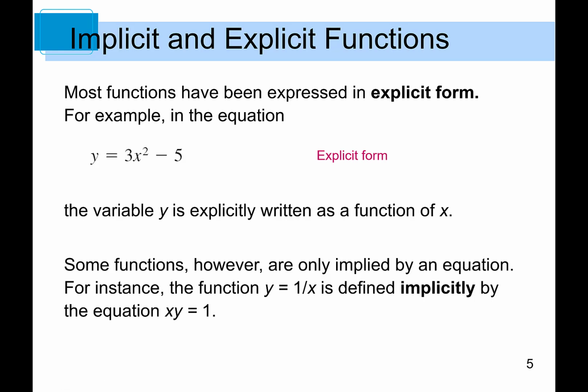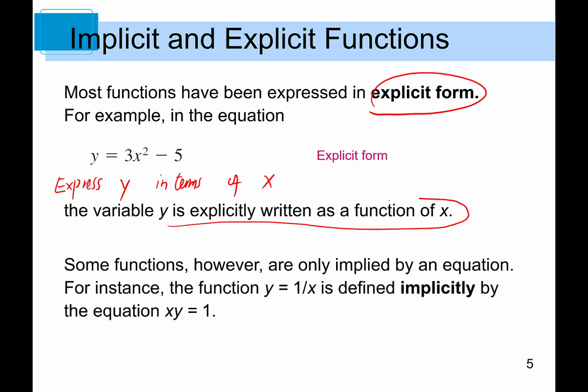So most functions are expressed in explicit form, meaning you just express y in terms of x. Okay, so the variable y is explicitly written as a function of x. That's the definition of an explicit function. And some functions, however, are only implied by an equation. For instance, the function y equals 1 over x is defined implicitly by the equation xy equals 1.